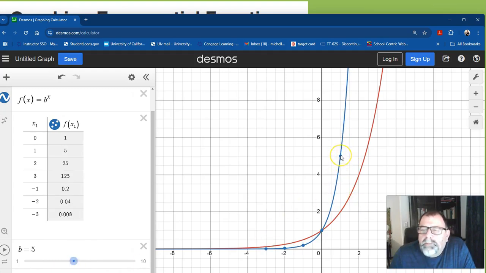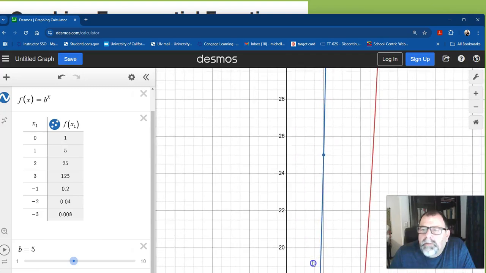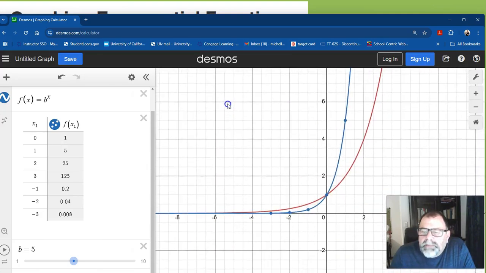B to the first power, which is 5. 5 to the first power would be 5. 5 to the second power, you can see would be 25. So it's way up off the chart here. I would have to go all the way up to here, 25. But it has that basic curve.